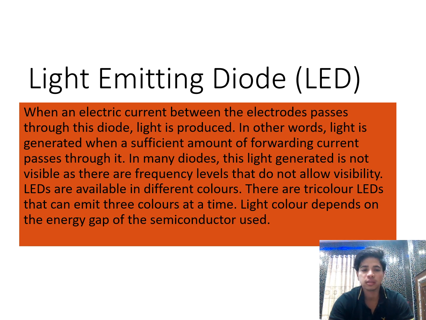Light emitting diode or LED. When an electric current between the electrodes passes through this diode, light is produced. In other words, light is generated when a sufficient amount of forward current passes through it. In many diodes, this light generated is not visible as there are frequency levels that do not allow visibility. LEDs are available in different colors. There are tricolor LEDs that can emit three colors at a time. Light color depends on the energy gap of the semiconductor used.